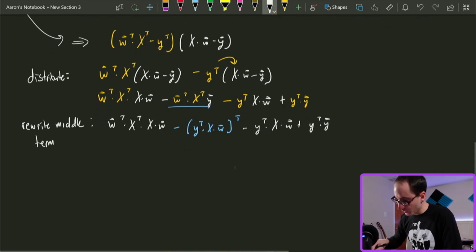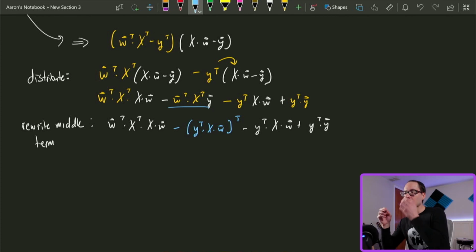Okay, cool. And now if we look at our middle term here, let's see, think about what we have going on in this middle term. Remember, Y, the vector Y, is just our observed values.